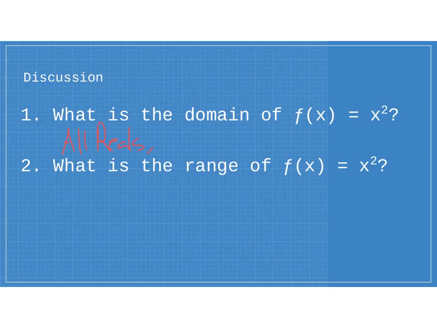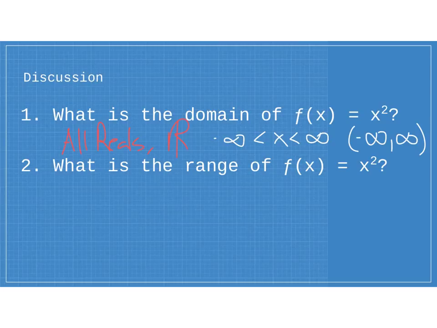Also might see it written like this. Or the way we're going to end up writing this more is in inequality. So we're going to go from negative infinity, which is less than x, which is less than positive infinity, or interval notation, which is negative infinity to positive infinity.